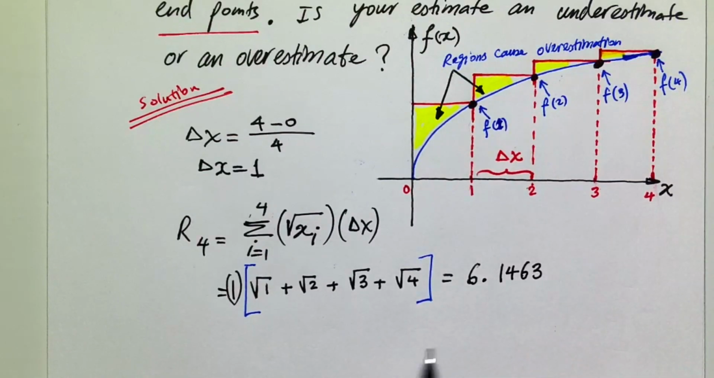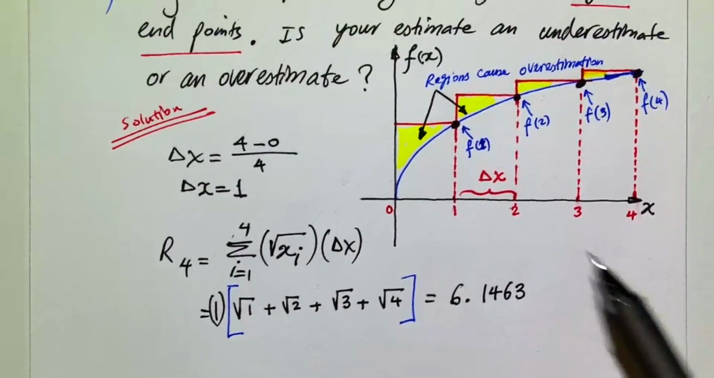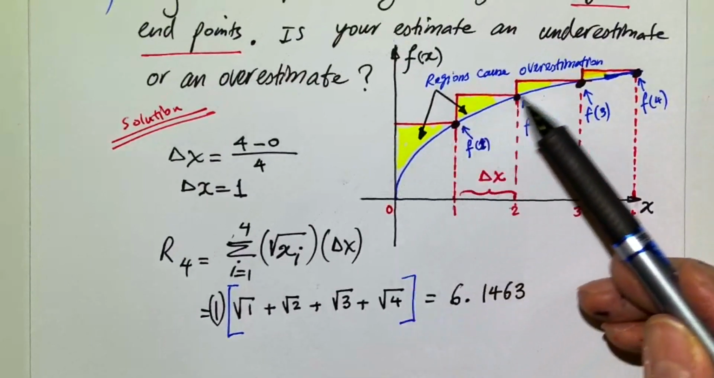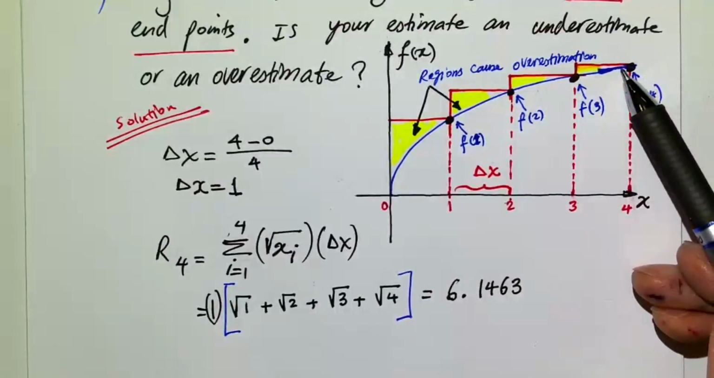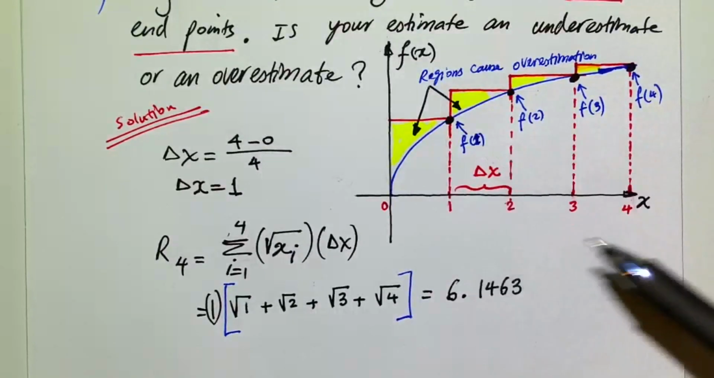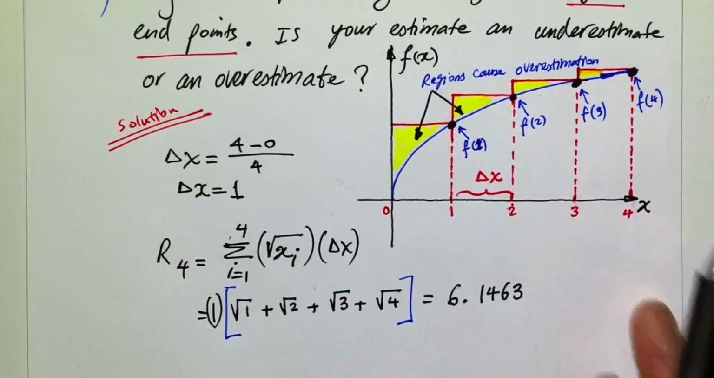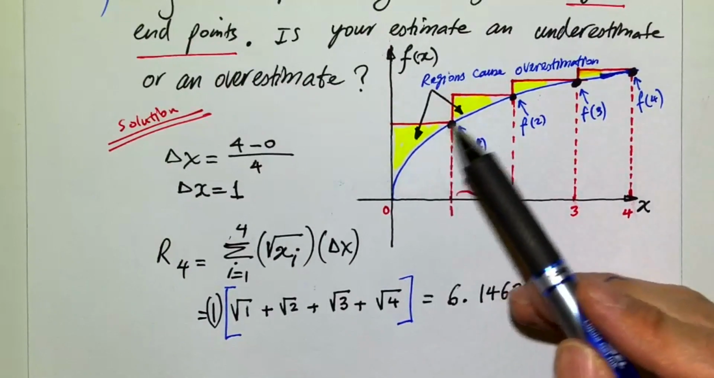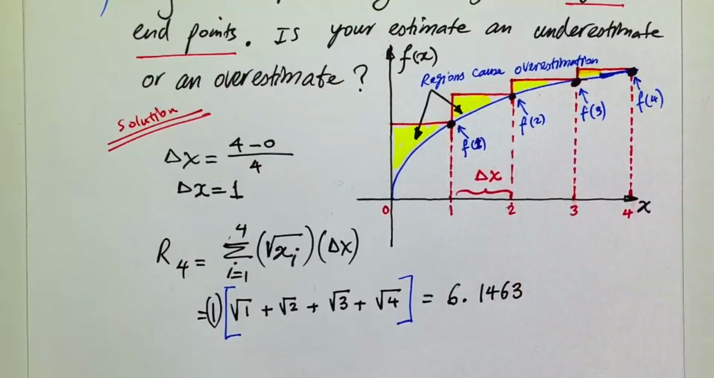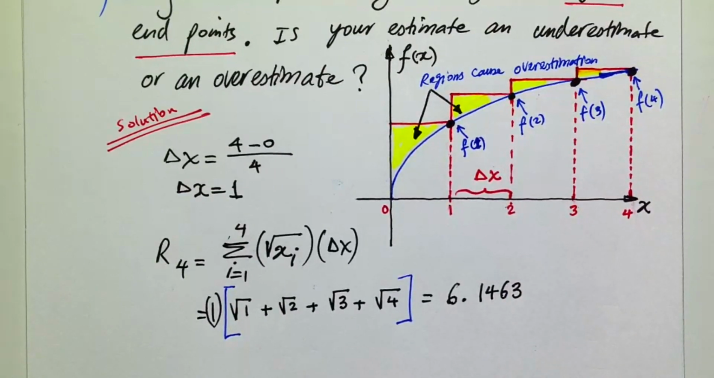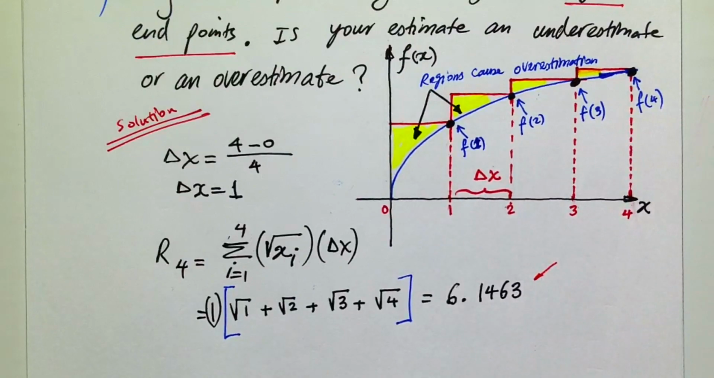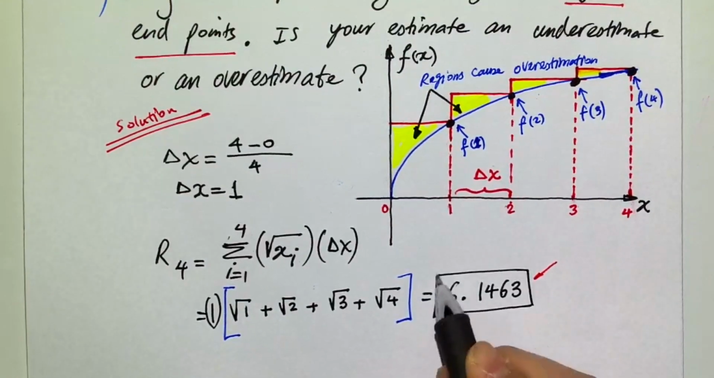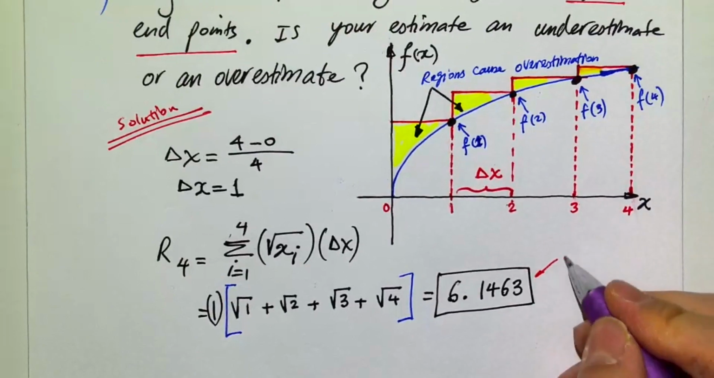And we mentioned that here the function is increasing, not decreasing, and it's increasing. And this method of using the right endpoints will produce an overestimation of the area under the curve. And so this value is an overestimate.